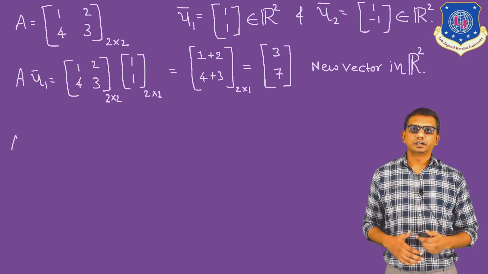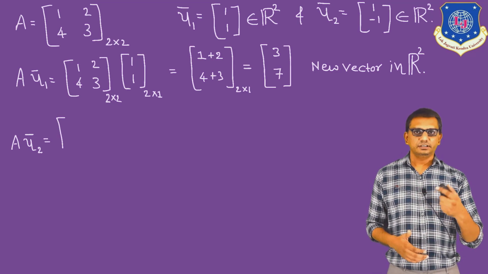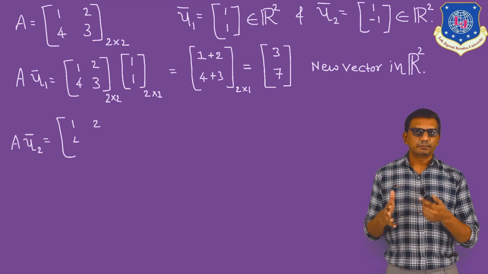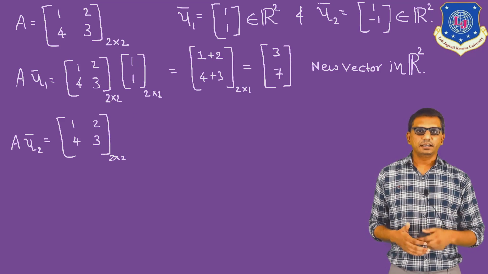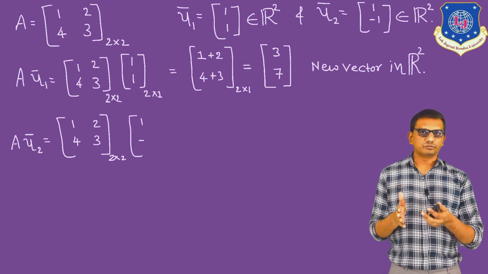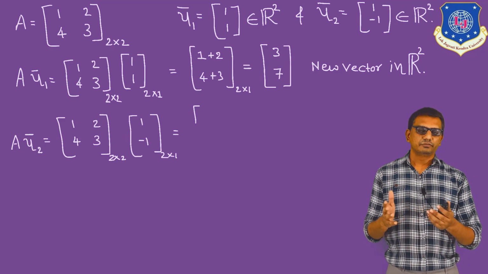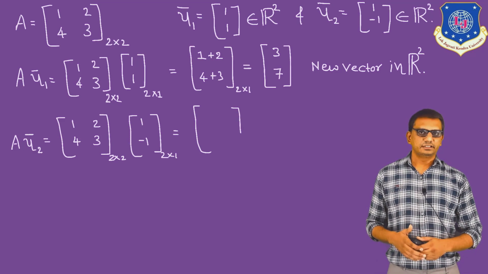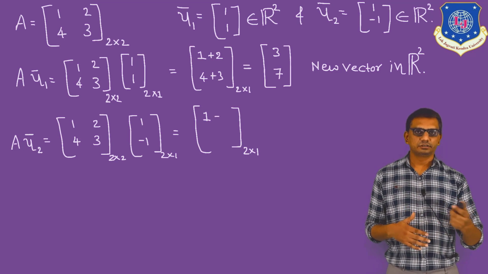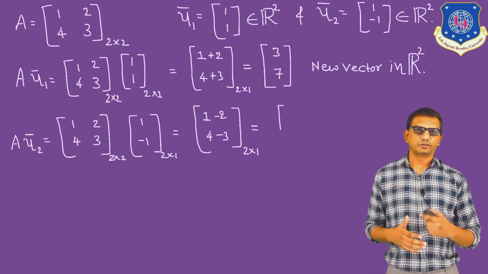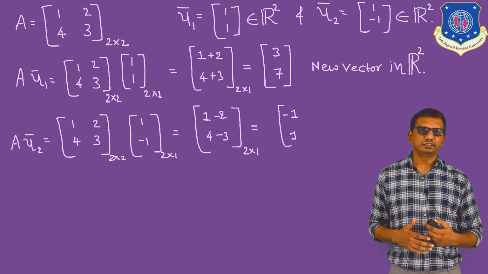So this is our new vector in R2. Now we multiply u2 with our matrix. When we multiplied our matrix with u1, we got a new vector. Now we multiply the 2 cross 2 matrix 1, 2, 4, 3 with the vector u2 = (1, -1). After multiplying, we get 1 minus 2 and 4 minus 3. After simplifying, we get minus 1 and 1.